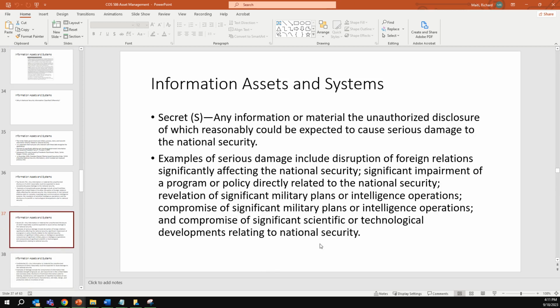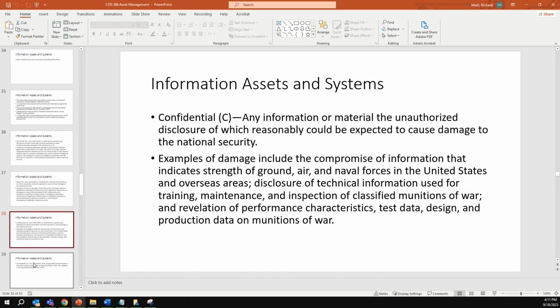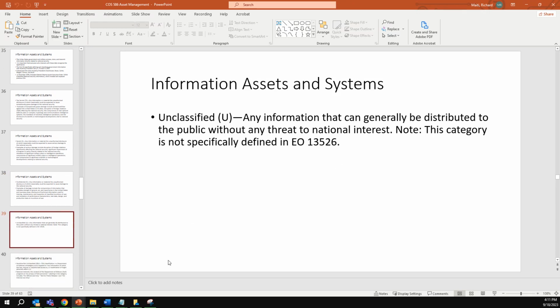Secret is any information or material that, if disclosed without authorization, could reasonably be expected to cause serious damage to the national security. We've also seen these documents, secret and top secret, in the news within the past year, 2022 and 2023, that could have an impact on national security. Confidential is any information or material that, if disclosed without authorization, could reasonably be expected to cause damage to the national security. We've seen these documents as well.